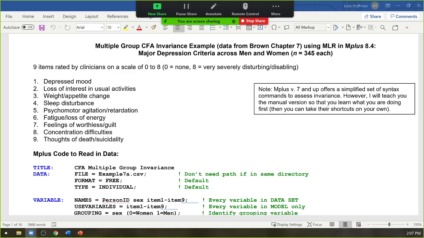If you have a group that is small relative to a group that is large, that's also somewhat problematic because the parameters are going to be more unstable. They'll have larger standard errors in the group that's small.